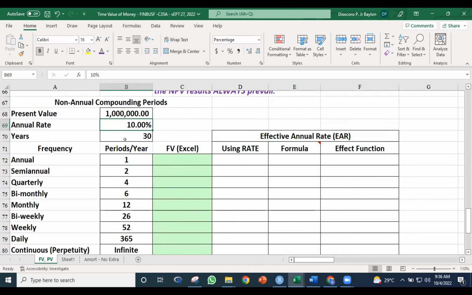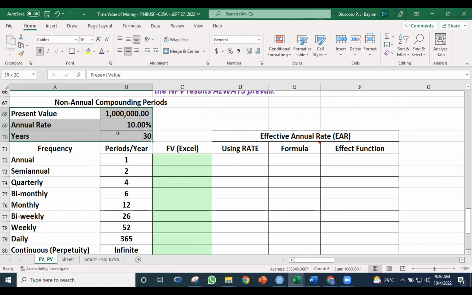Okay, and then 30 years to invest. What we're going to invest now is 1 million. The question is, how much is this after 30 years if the compounding is annually? How much is it if the compounding is semi-annual? Okay, so as an exercise class, why don't we do this? So let's give this a name so that it will be easier for us.